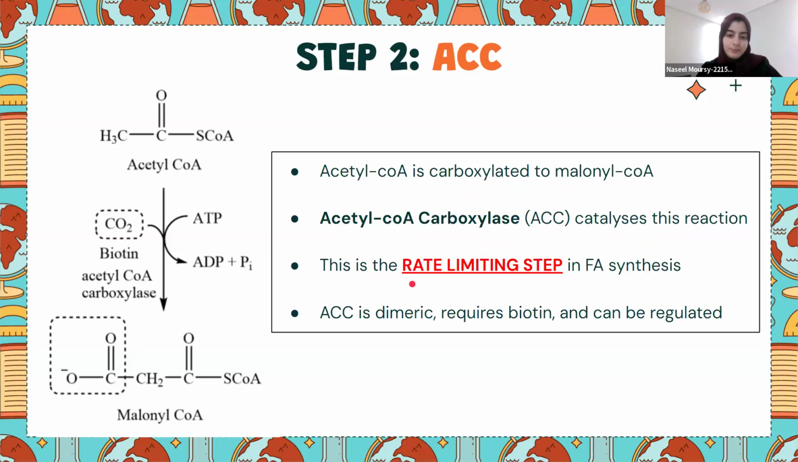Please remember. Now, acetyl-CoA carboxylase, like we said, requires biotin. However, it's dimeric, meaning that it has 2 portions stuck together, and it can be regulated. Usually all rate-limiting steps are regulated, right? So this is just another one. Now let's talk about the biotin part for a bit.